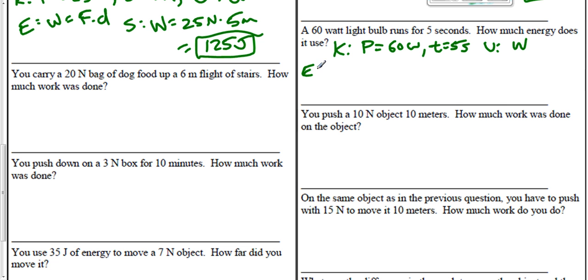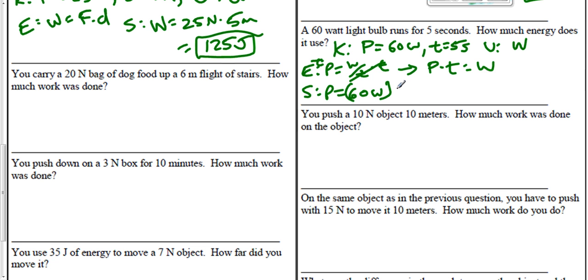Okay, our equation, power equals work over time. We want to multiply by time on both sides to get work by itself. That's going to give us power times time equals work. We're going to substitute in. We're going to get 60 watts times 5 seconds. That's going to give us 300 joules. Oops, W there. Okay.